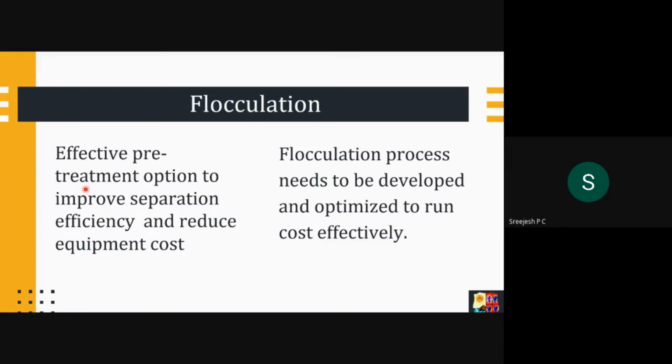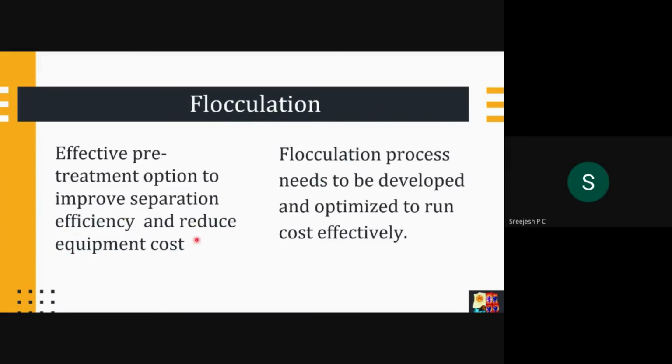Similarly, when you do the centrifugation, when the particle density is higher, they will sediment more easily. So when you do flocculation as a pre-treatment, the density of the particles increases. Automatically, the time required for centrifugation can be gradually reduced. In this manner, we can improve the efficiency of separation and reduce the equipment cost.